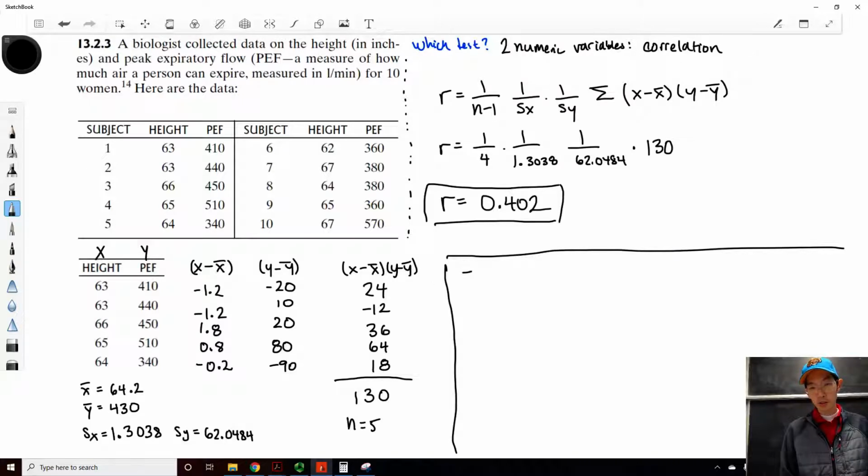All right, let's do a test for significance. So the null hypothesis will be rho is equal to 0, or no correlation exists in the population.